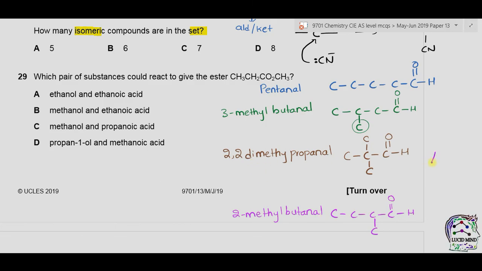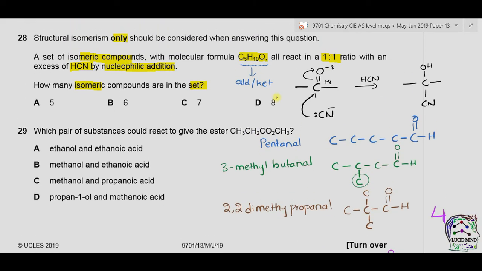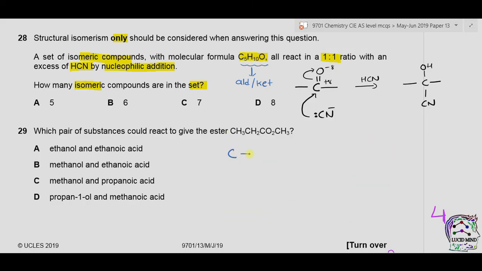So now we can see that we have made 4 structural isomers of aldehyde from the given formula. Let's draw the ketones of C5H10O. A 5 carbon ketone can be drawn like this. We have the carbonyl carbon on the second carbon, so it is 2-pentanone or pentan-2-one. Similarly, the carbonyl carbon can be on the third carbon, so it will become pentan-3-one or 3-pentanone.